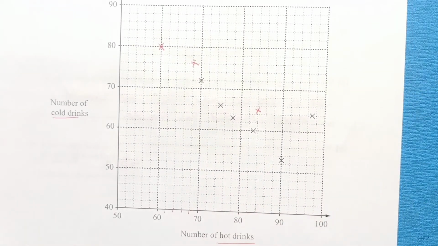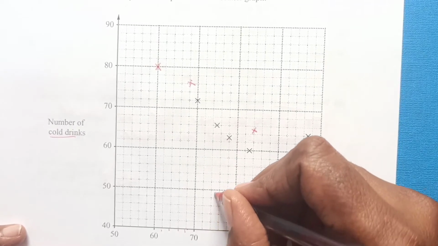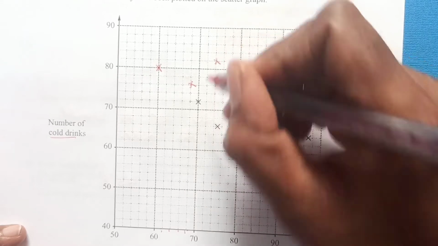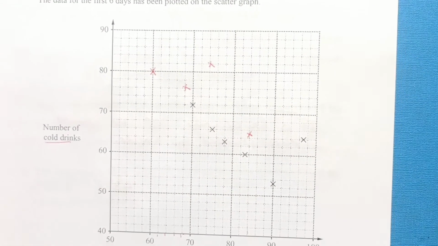74 is this column here. Hot drinks is 74 and 82. So this is like this. So we have completed this graph.